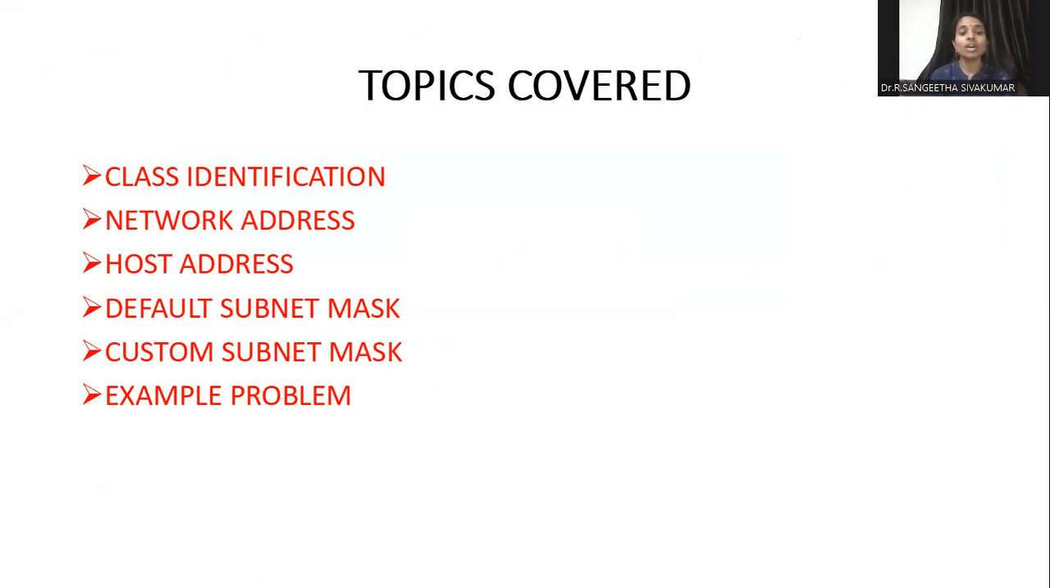So first of all, when an IP address is given, we need to find the class to which it belongs. Then the next is the network address. So from an IP address, we can differentiate between the network as well as the host. And then comes the host address.